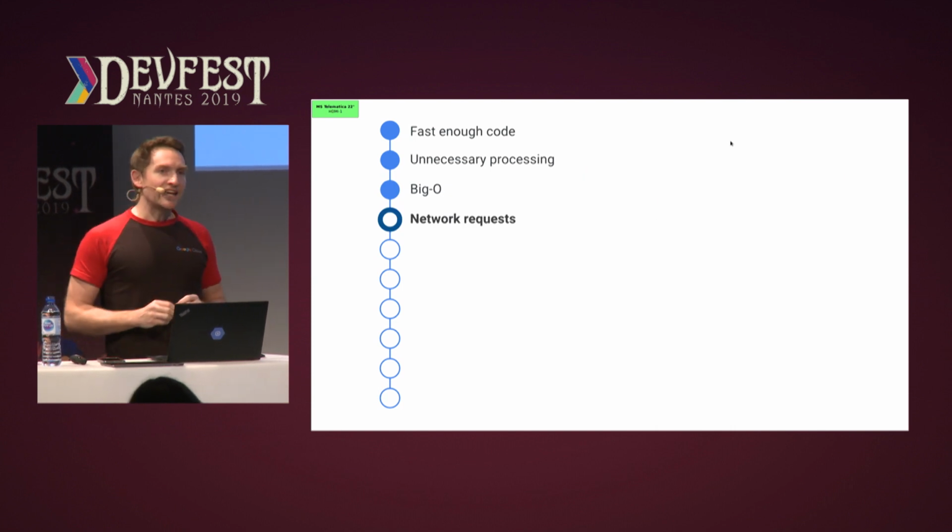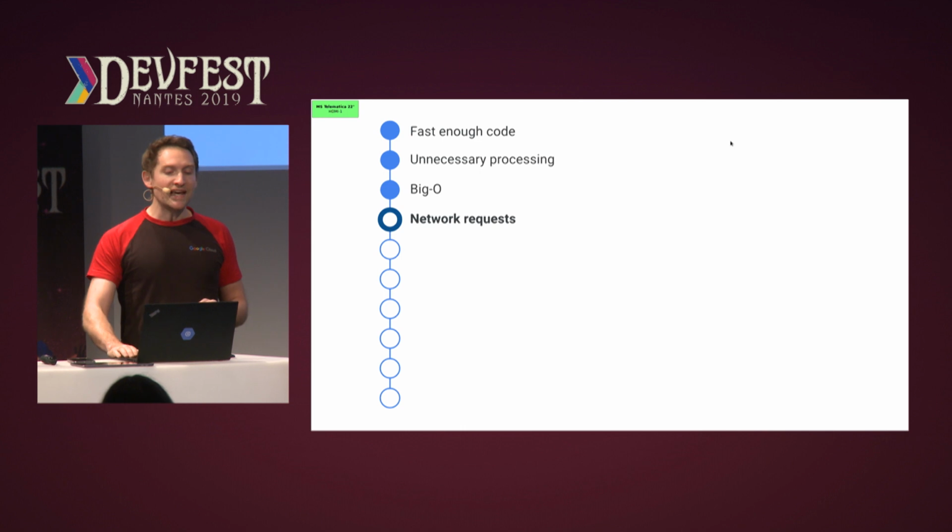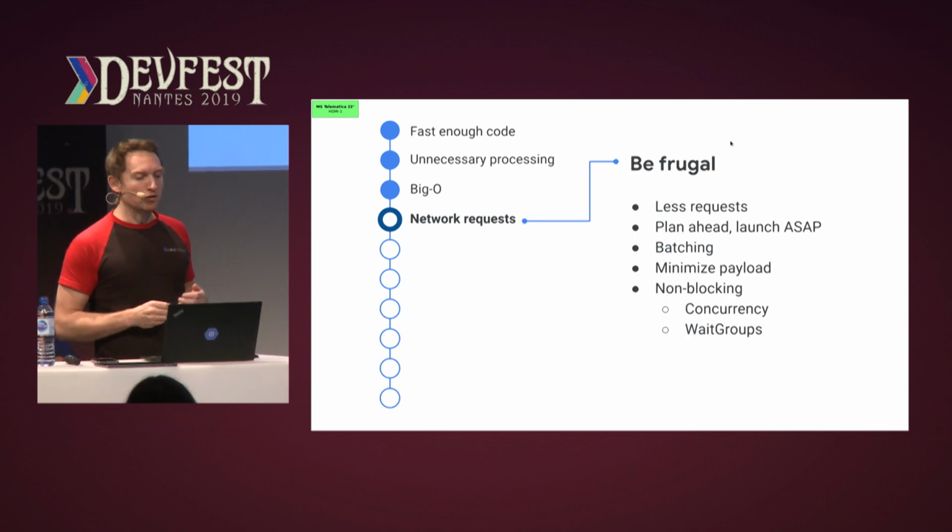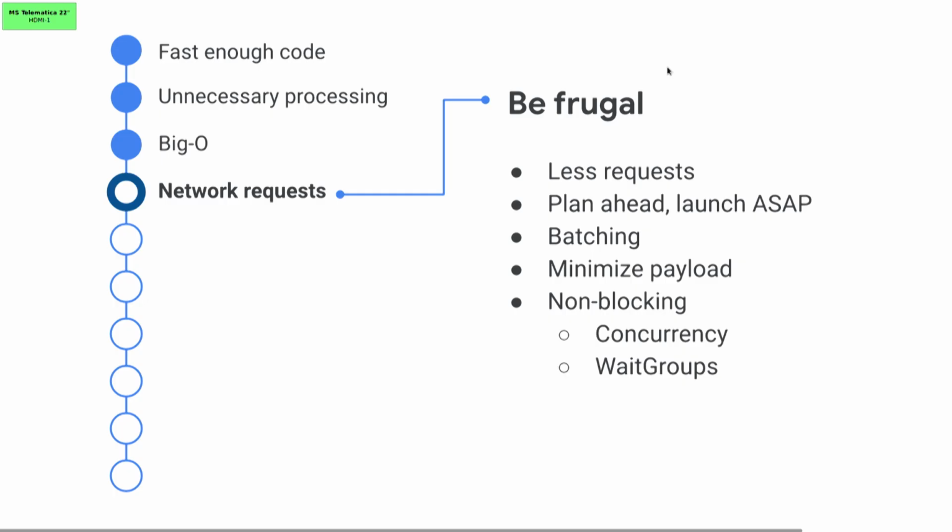Network I/O and external API calls are relatively extremely expensive. My advice is to make as few requests as possible and not to block everything while waiting for a network response. I'm sorry, I'm going fast. I only have 5 minutes left.